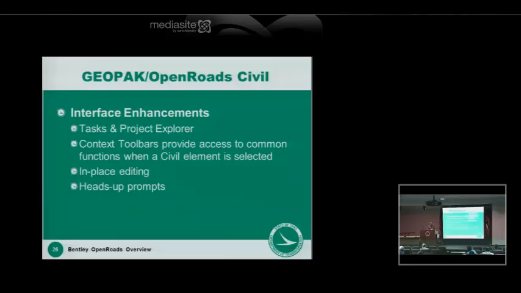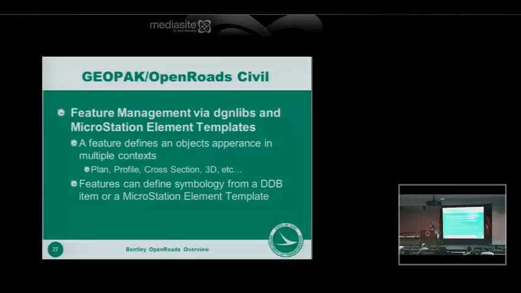So some interface enhancements. The feature management. We talked about features with survey and use of the DGN library. So it's a very similar concept. You have features for design. They're defined in a DGN library. Features are a little different for design because features define multiple contexts in design. So a feature can say, this is how this appears in the plan view. And it can have a different display in the profile view, or the cross sections, or 3D, or a projected profile, or a projected cross section. So a feature can define an item's display uniquely for different contexts.